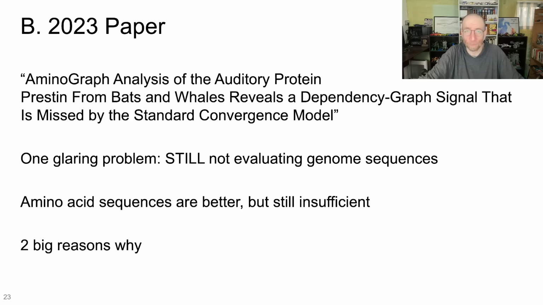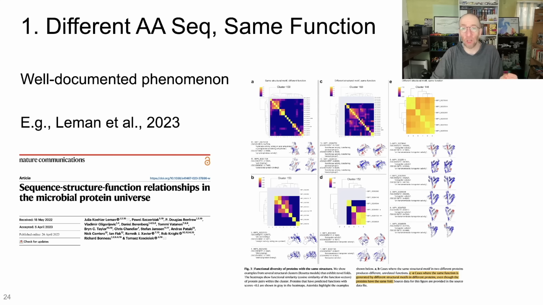This is better, but it's still not good enough, and we're going to look at why. Aside from the problem of it's the wrong data set, it's another apples and oranges comparison, right? Aside from that, there are two big reasons why amino acid sequences are not appropriate for the comparisons he's doing, okay? The first is that you could have very different amino acid sequences and get the same function. This is a well-documented phenomenon.